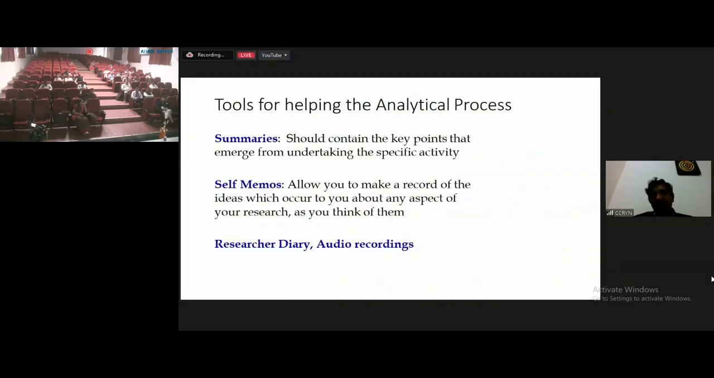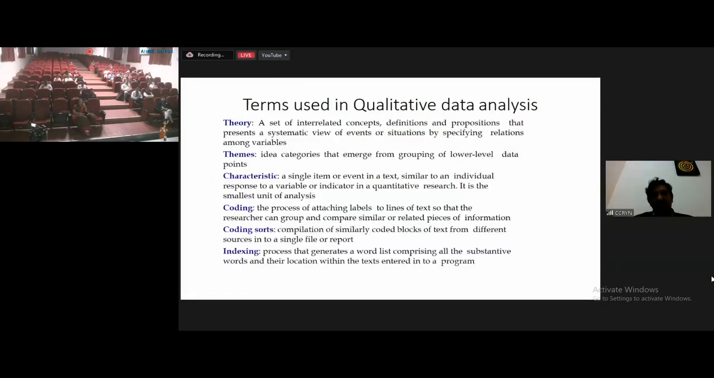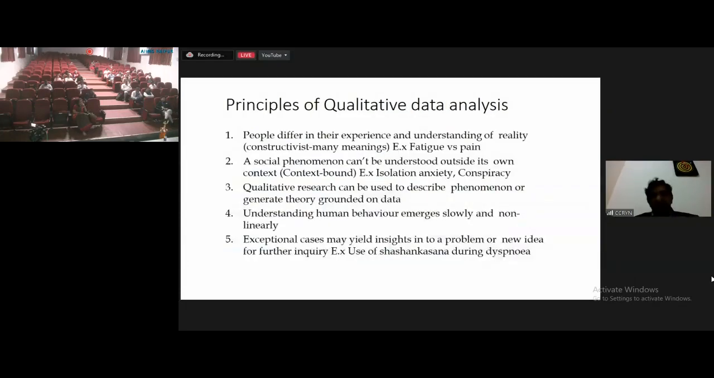So a lot of tools are there. You can use summaries, self memos, records, a researcher diary, and audio recordings of the patients. All these notes can help in developing the paragraphs which you saw for doing qualitative research analysis. Terms used in qualitative data are theory, themes, characteristics, coding, sorts, indexing. I think you have already gone through all of this, so I won't go into details. These are various principles of qualitative data analysis.